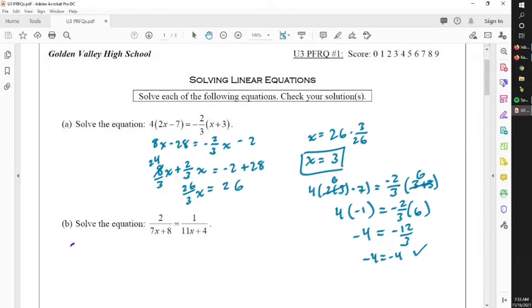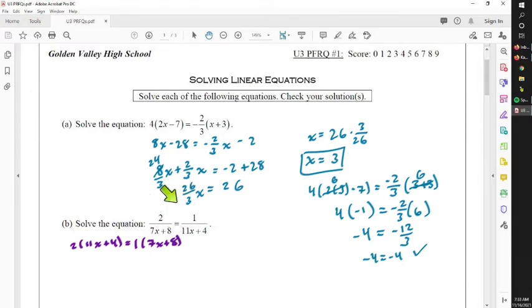Now the next one. The first thing I'm going to do here, because both the left side and the right side are fractions, is cross multiplication. It's kind of a trick, but really what I'm doing is multiplying each side by the denominator. So if I multiply this side by 7x plus 8 over 8, it cancels out the denominator, and if I multiply it on this side, it multiplies to the numerator, which is why we have 1 times 7x plus 8. And then I'm going to do the same thing with 11x plus 4.